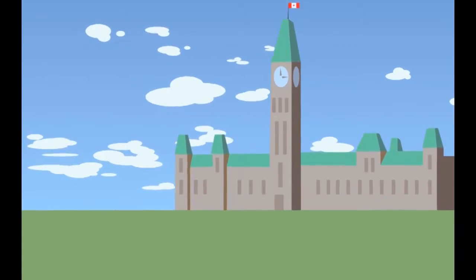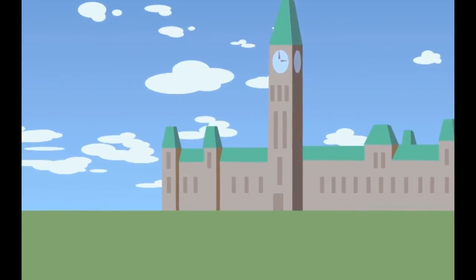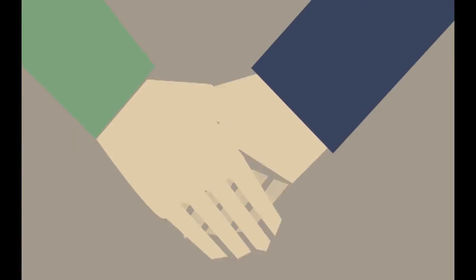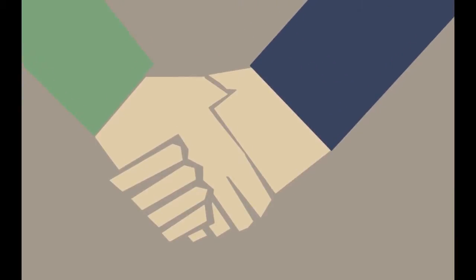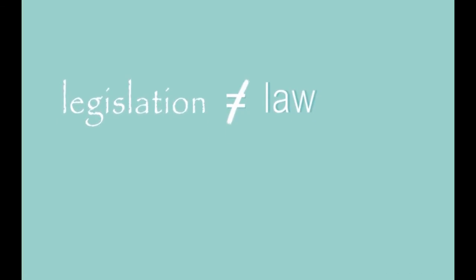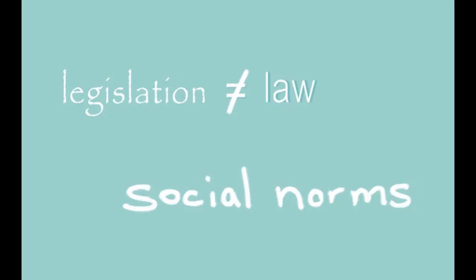Hayek differentiated between rules consciously designed and imposed on society by government officials and rules that emerge, undesigned, from social interactions among people over time. He called rules imposed on society by government officials legislation, and he contrasted legislation with those rules that emerge, which he called law. Hayek's concept of law is a lot like what we today refer to as social norms.